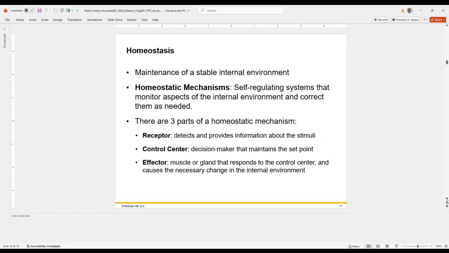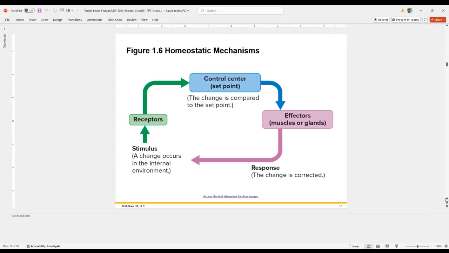You have the receptor, which detects and provides information about the stimuli. Then you have the control center, which is the decision maker that maintains a set point. And then the thing that does something about it, the effector, the muscle or gland that responds to the control center and then causes the necessary change in the internal environment. And as you can see, this is just a continuous cycle.